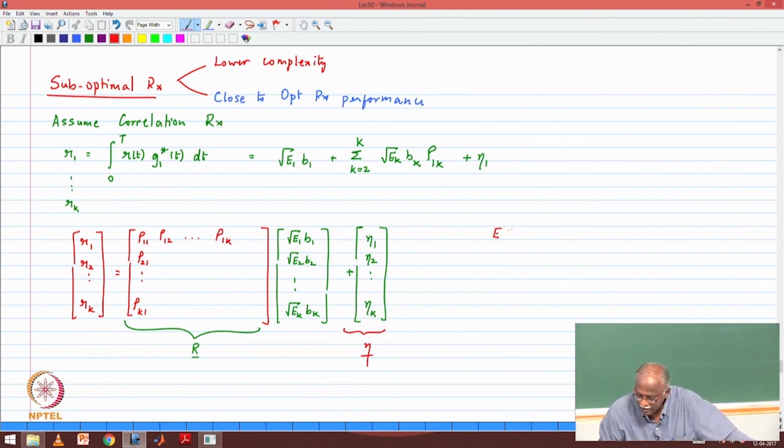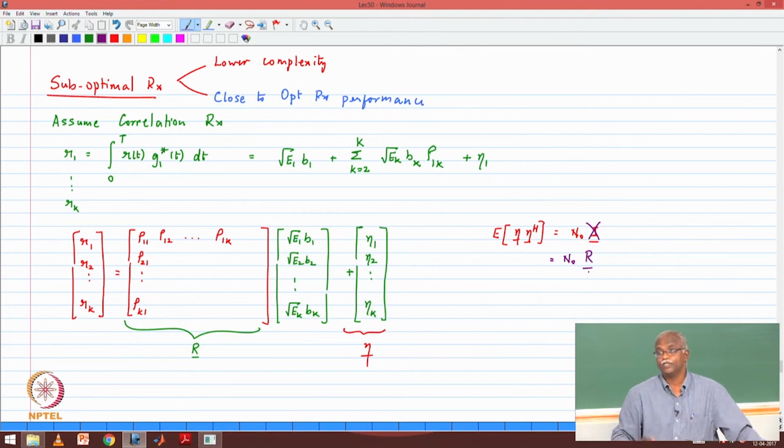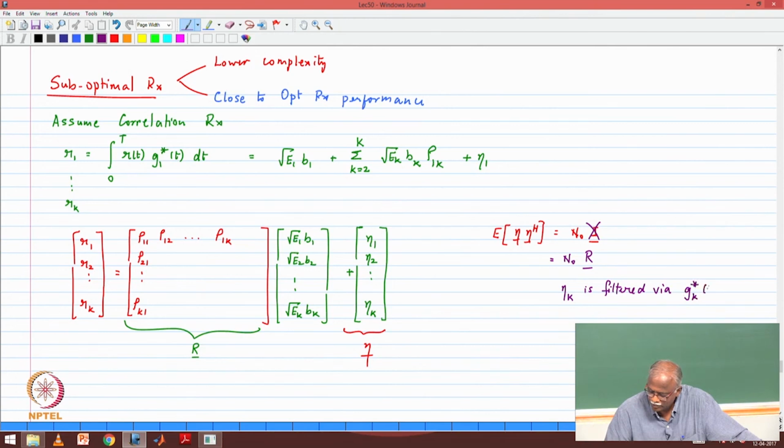So if I were to write down expected value of eta eta Hermitian, if it was white noise, what will I get? I will get a diagonal matrix, and the diagonal matrix will be N naught times I, identity matrix. So that would have been my noise, but this is not the case. It is not I, it is actually N naught times R, because the correlation between the noise terms is basically the correlation between the spreading waveforms. Okay, and maybe just as a footnote, the reason for this is because eta k is filtered via gk star of t, right. Each of those noise terms are filtered and these gk's are correlated.